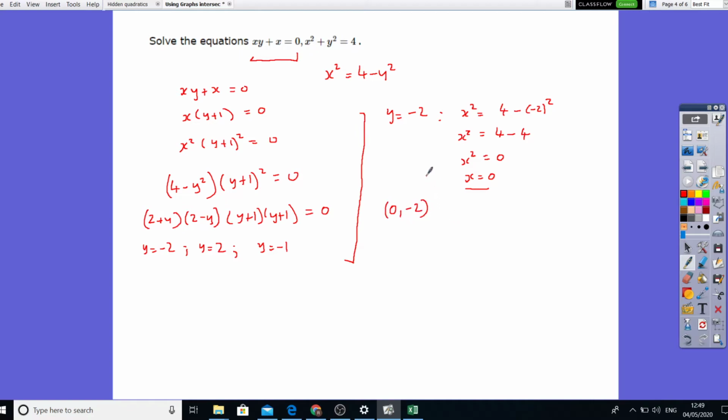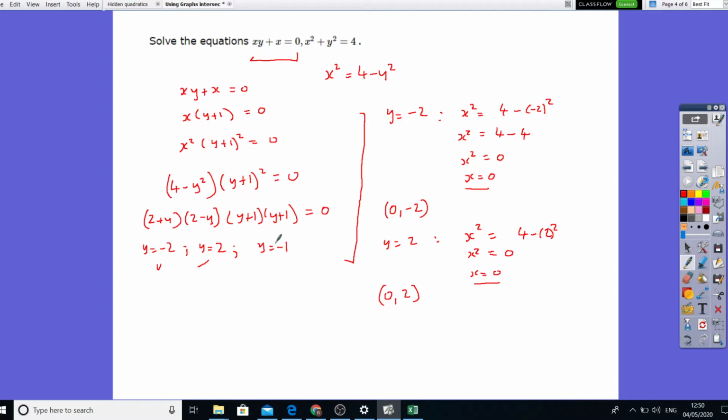Likewise, I'll get the same if I put y equals 2. If I say y equals 2, then x squared is going to give me 4 minus 2 squared, and that's also going to give me 0, and therefore x will give me 0. In which case I've also got this other intersection point, which is x equal to 0 and y equal to 2. I've got those 2 points at the moment. Now that's done.